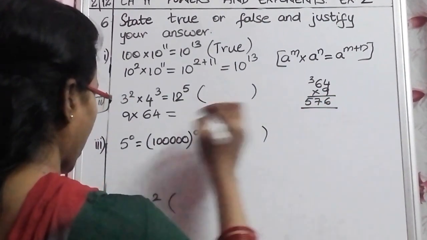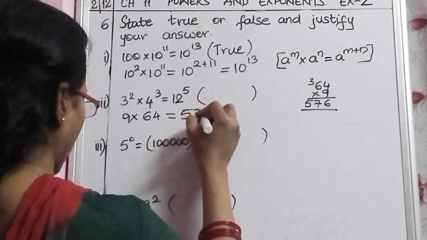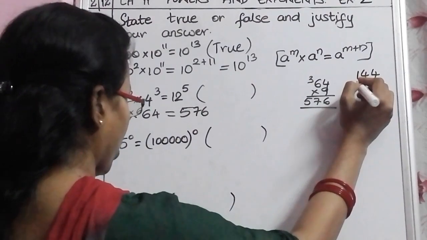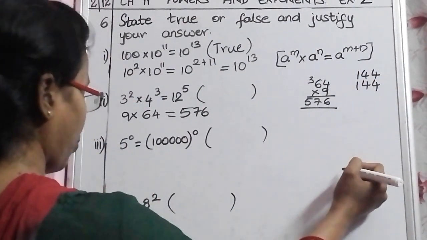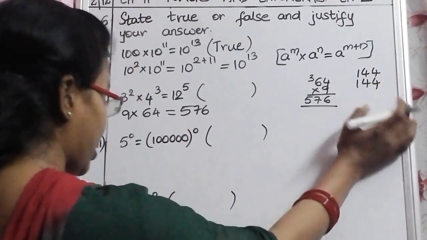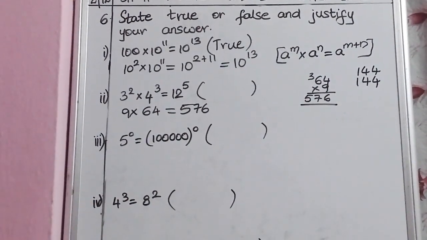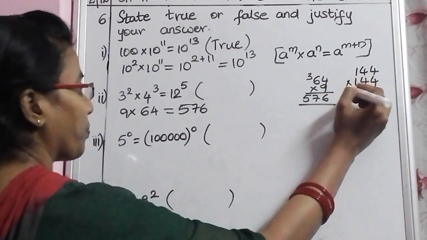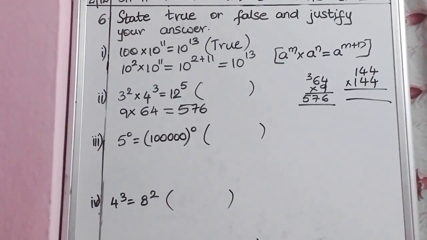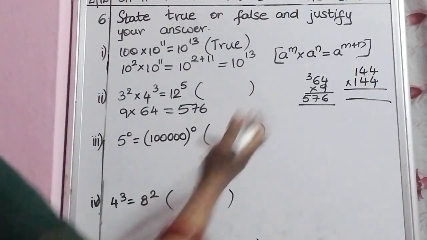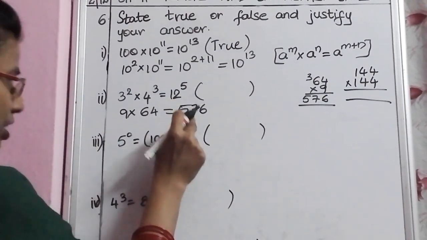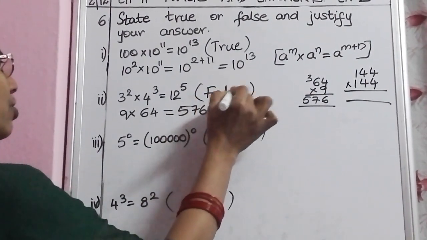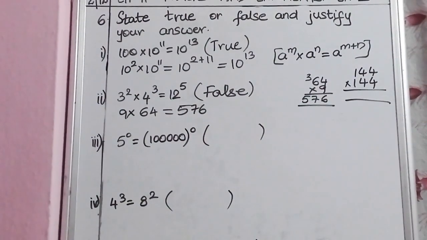576 is the answer that you have got. Now 12 square is 144. This you know. So when a 3-digit number is multiplied by a 3-digit number, you will get more than 3 digits. Yes or no? You will get more than 3 digits, but here you got only 3 digits, so this cannot be equal. So this is false. Understood?